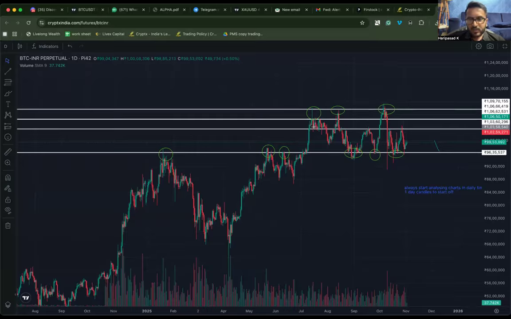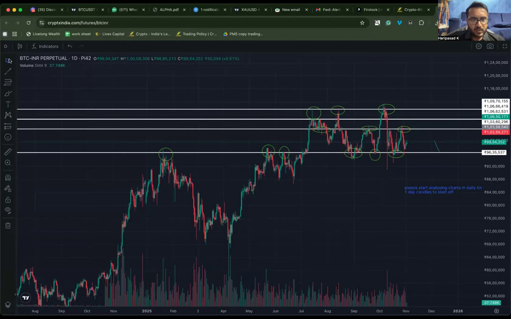Here it is more or less acting as a support, and here it has converted to the new resistance. So that is how Bitcoin has been behaving on the daily time frame. If I look into the charts, this is the structure that I generally see with respect to Bitcoin on the daily time frame charts.